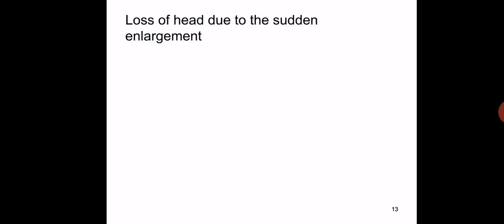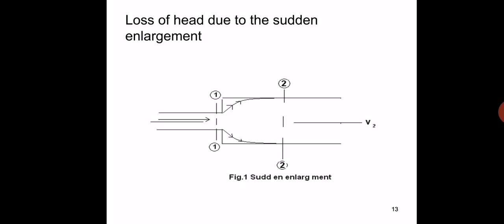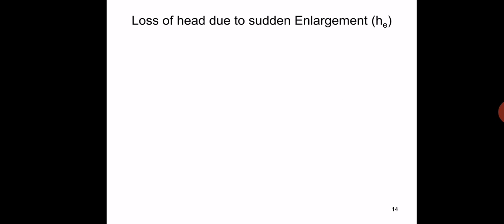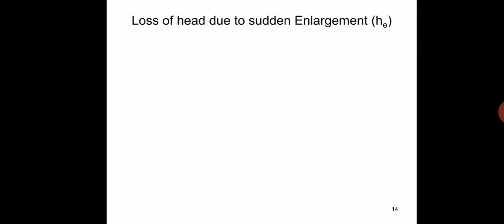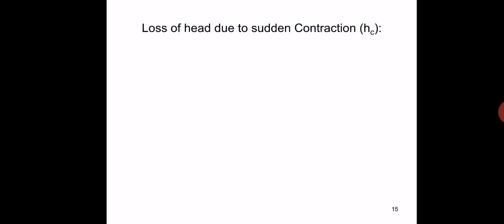Whereas loss of head due to sudden enlargement, here we may see in the figure. This is cross section 1, this is cross section 2. Here we see the sudden enlargement in a pipe. The loss of head due to sudden enlargement is denoted with he. So he is equal to (V1 minus V2) whole squared by 2g. Here V1 is the velocity at the inlet and V2 is the velocity at the outlet of the pipe.